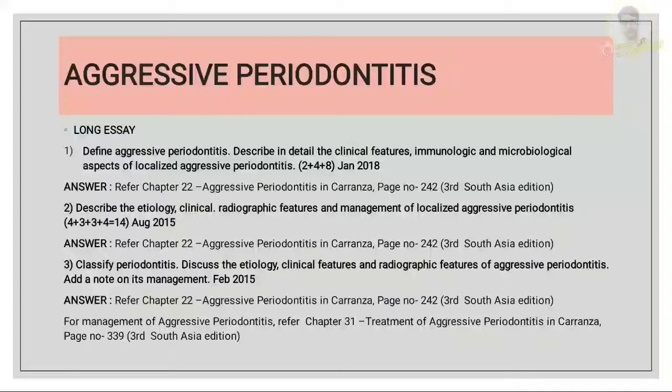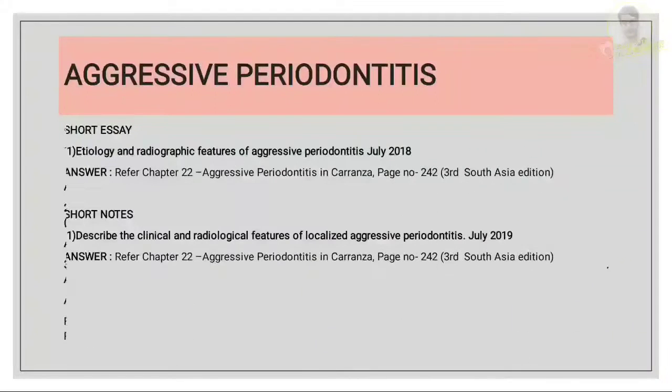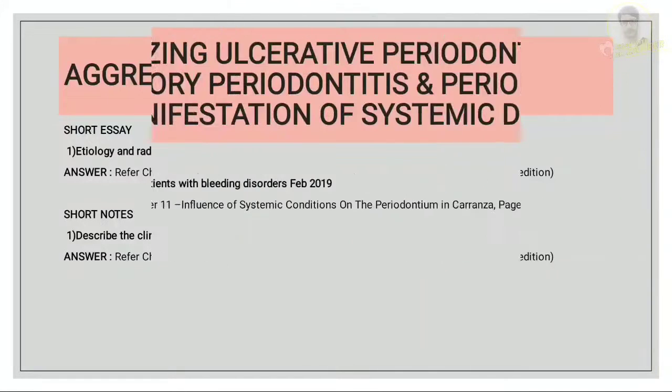Okay, now coming to the management. For management of aggressive periodontitis, please refer chapter 31, treatment of aggressive periodontitis, page number 339. So the next question, short essay, etiology and radiographic features of aggressive periodontitis, and then clinical and radiographic feature of localized aggressive periodontitis. Everything will be there. The answer will be there in chapter 22, aggressive periodontitis.